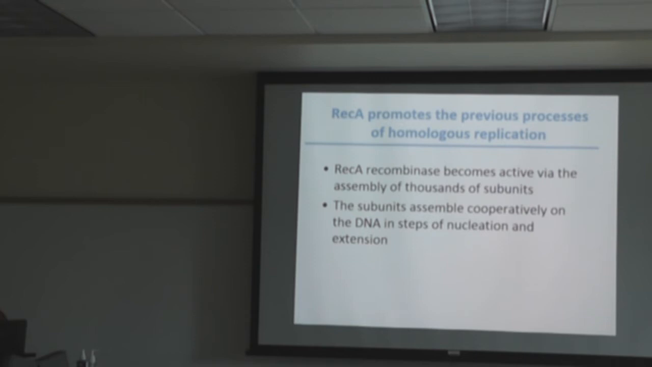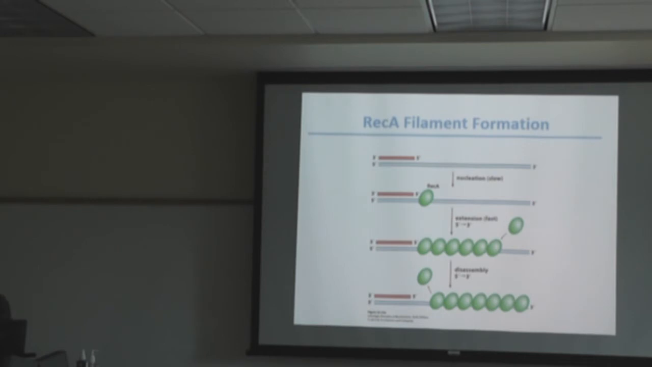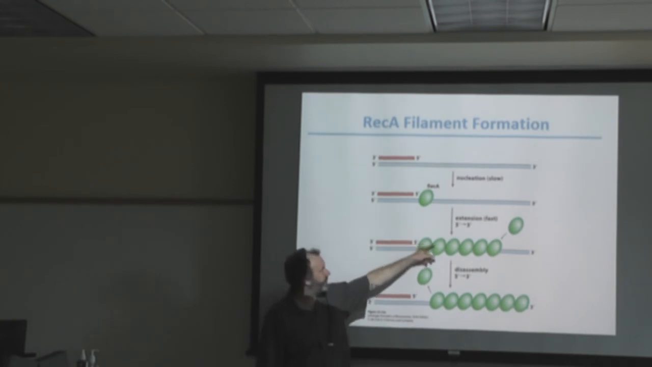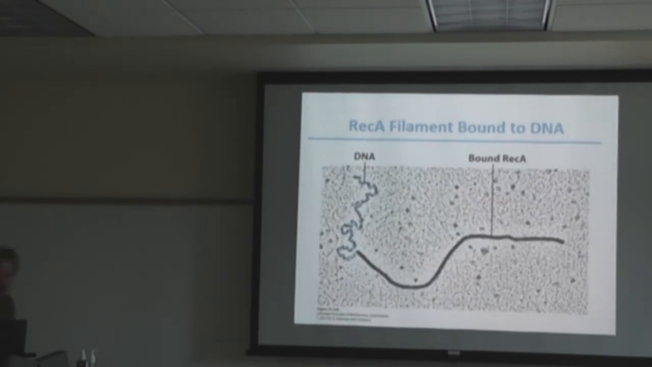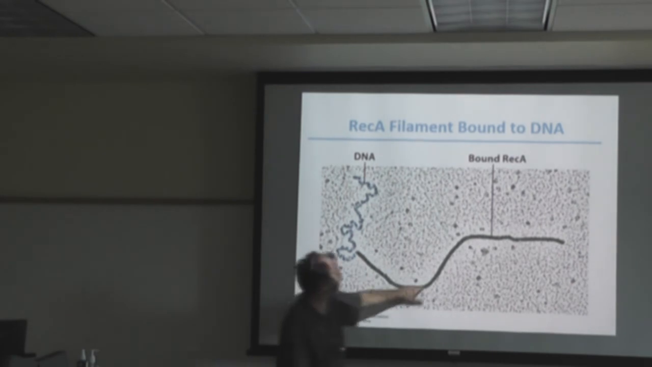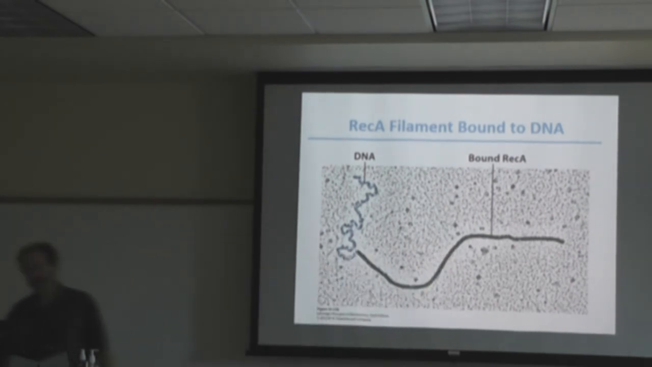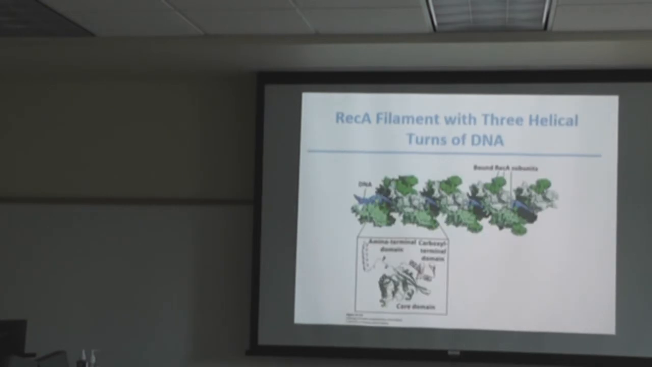So RecA promotes the previous process of homologous recombination. RecA recombinase becomes active via assembly of thousands of subunits. The subunits assemble cooperatively on the DNA in steps of nucleation and extension. So RecA basically acts similar to a single-stranded binding protein that helps stabilize that single-stranded DNA. This shows you a picture where you have single-stranded DNA bound with RecA, which kind of stabilizes that sequence.